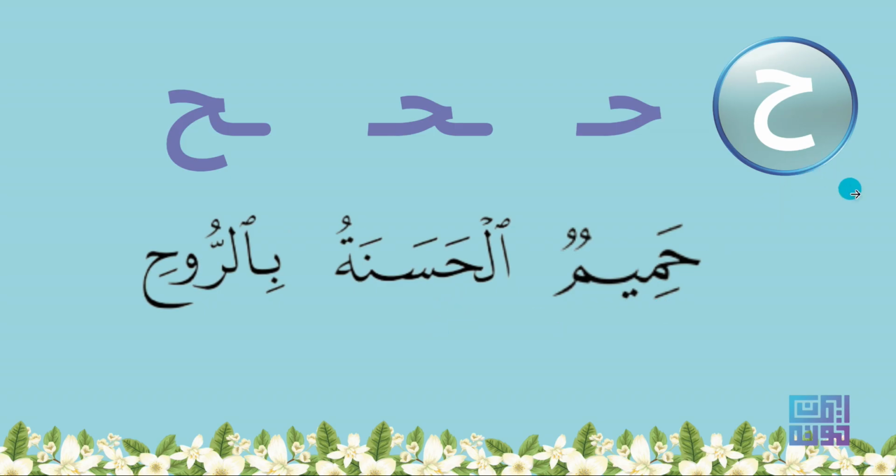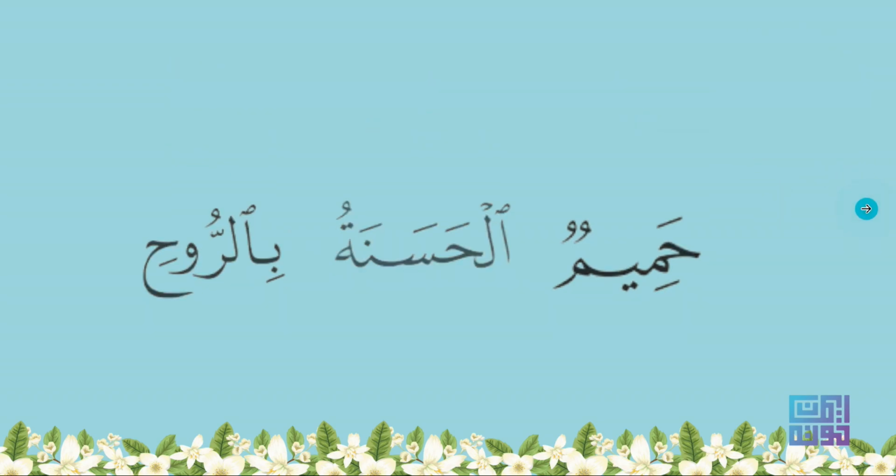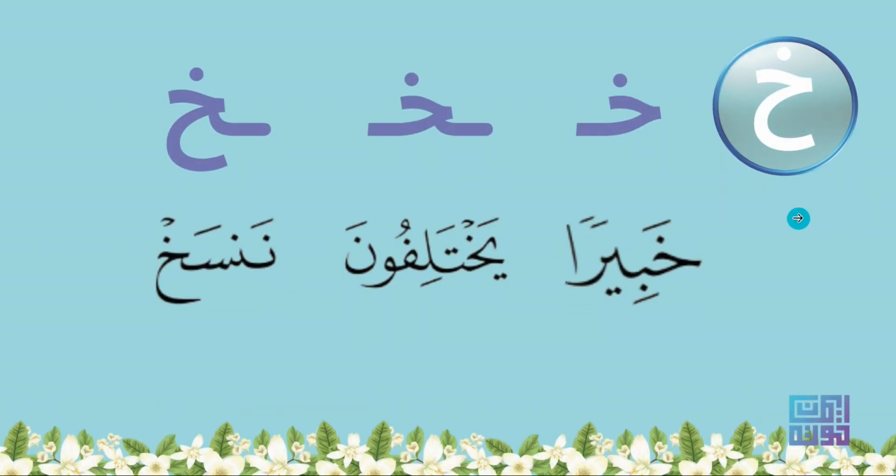So this is regarding the letter ha. What about the letter kha? It has the same shape, but the dot is above. So the jim, the dot is beneath, the ha has no dots, and the kha has the dot above. There we are. It looks exactly the same as the jim and the ha, but just the dot differs.